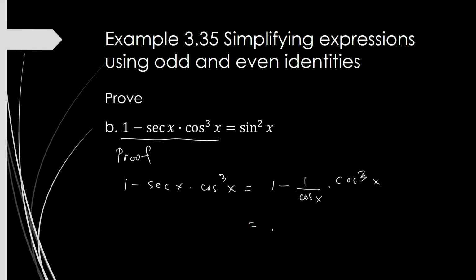And so you will apply the laws of exponents. The cube of cosine of x divided by cosine of x is the square of cosine of x. And you know this to be equal to the square of sine of x. Okay, so that's how you do it. That is how you write a proof to verify identities.